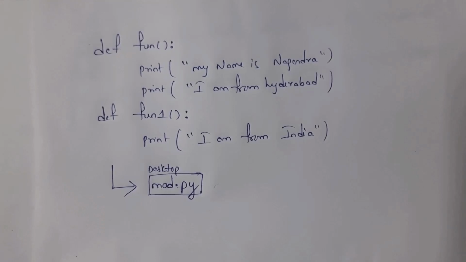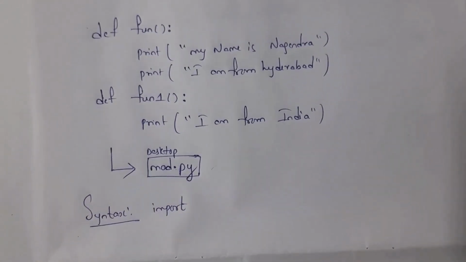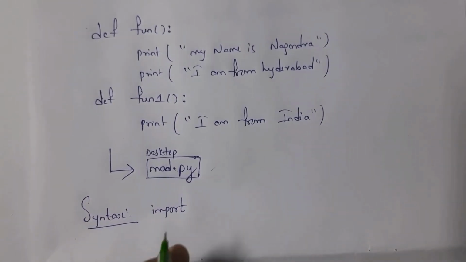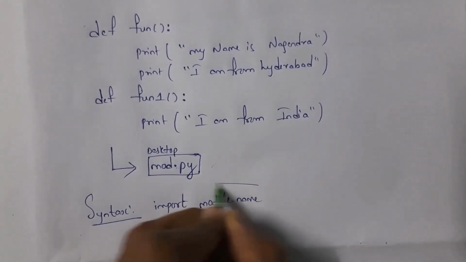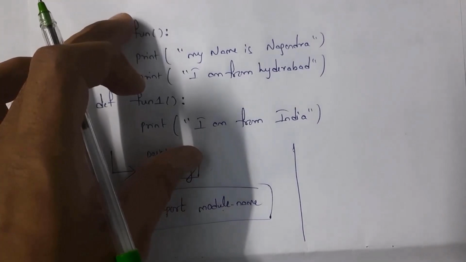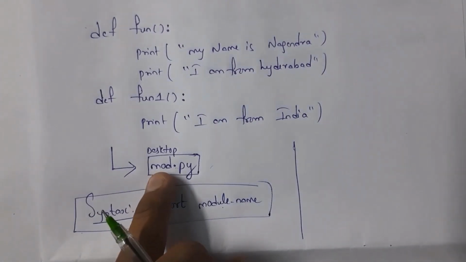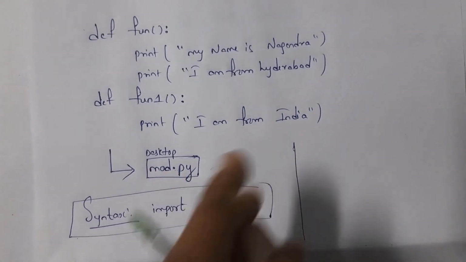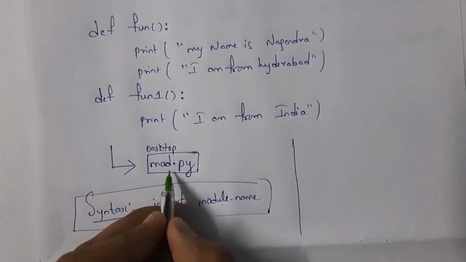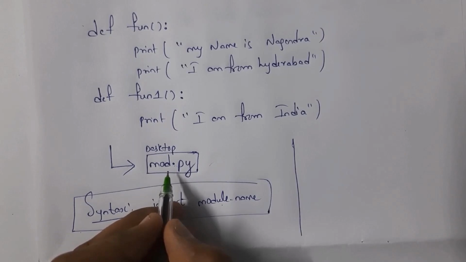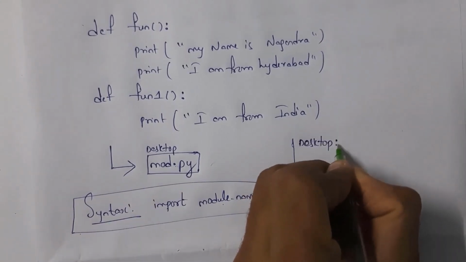After creating a module, we need to import it. By using the import keyword, you can import any module. This is the syntax: write the import keyword and then the module name. So this is my file. I created this file in the desktop location with the name mod.py. Now open a terminal in the same location. Since I saved this file on the desktop, I opened the command prompt in the desktop location.